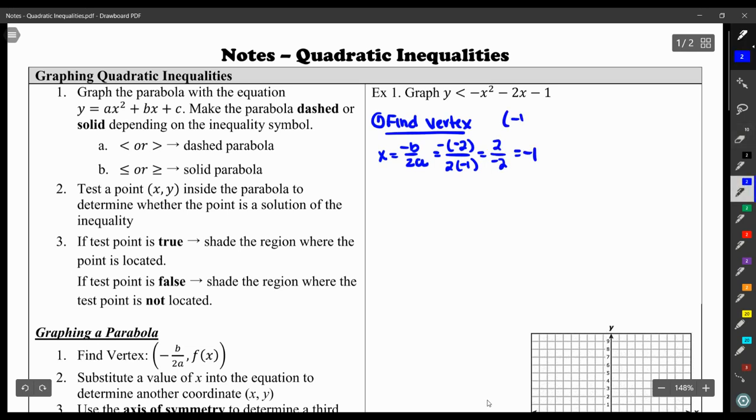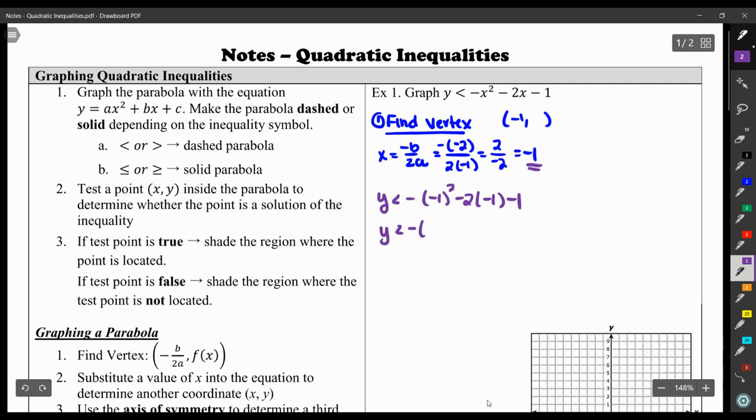Now that we have the x value of the vertex, we need to find the y value as well. So we're going to take this x value and substitute it back into the inequality. So we have y less than negative of x, so negative 1 squared minus 2 times negative 1 minus 1. Simplify this out to find the y value of your vertex.